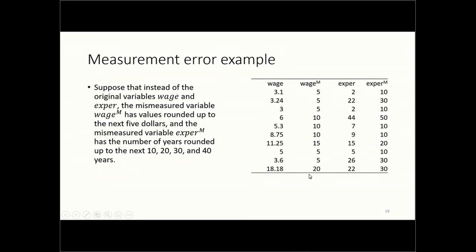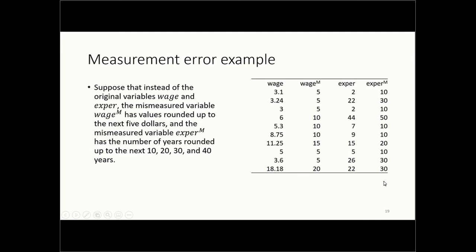On the other hand, suppose this is the original variable of experience. Now suppose that we're rounding up to the next 10, 20, 30, or 40. So if we have a value of 2, we go up to 10. If 22, we go up to 30. If you have 2, we go up to 10, and so forth. So suppose now we're rounding up like that.